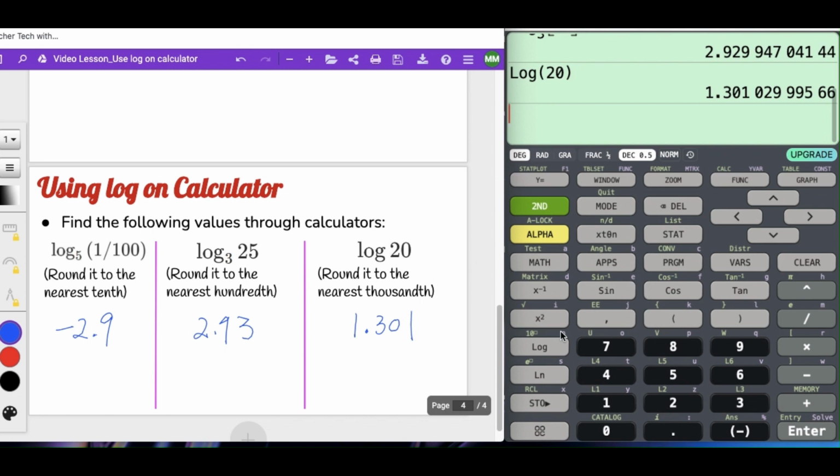Okay, so that's how we use a calculator to find the log. As you can see, there are two major ways we use logs. We either use the common log, or we can use math and go to log base, and you will get the answer.